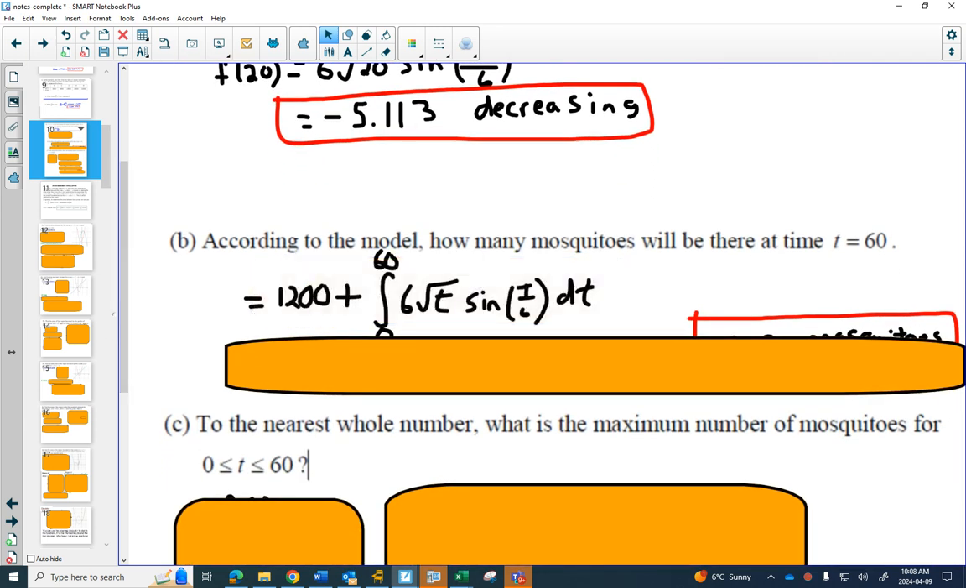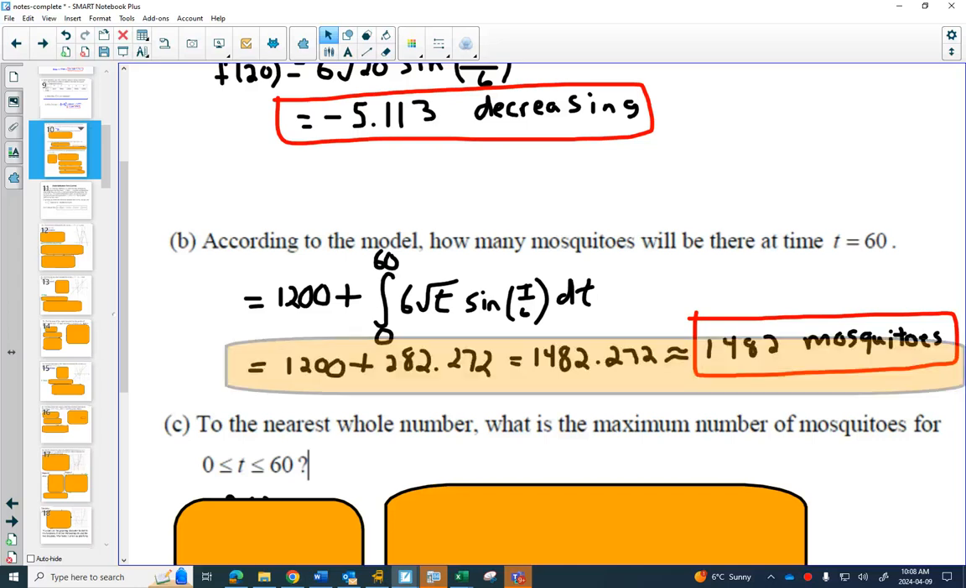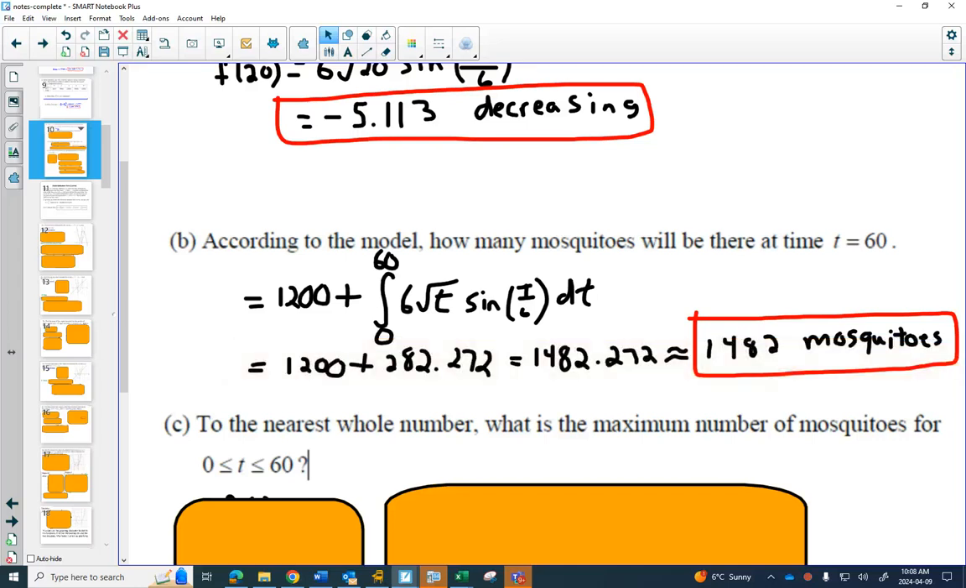According to the model, how many mosquitoes will there be at time equals 60? Since this is a calculator question, we've got an accumulation here. From 0 to 60 on the definite integral, that's how much the change will be. We know at time 0 there are 1,200 mosquitoes. So at time 60, we take the initial amount, add the accumulation of change, and we get approximately 1,482 mosquitoes.